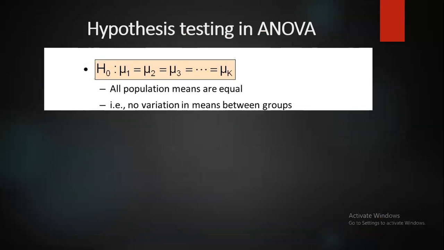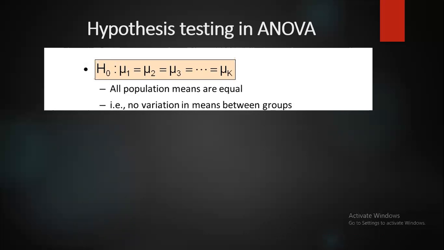Here we can write the H naught is mu1 is equal to mu2 is equal to mu3 and so on till mu k. Okay, this means there are k populations and mu represents the population mean. Now the H naught states that all these population means are equal, or there is no variation between the means of these groups which are drawn from the population. That is our basic null hypothesis in ANOVA.